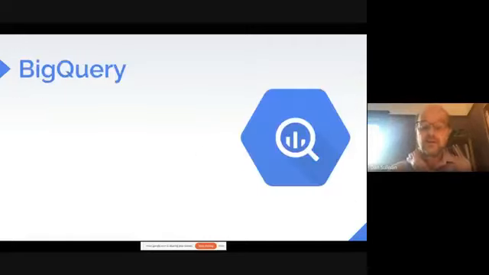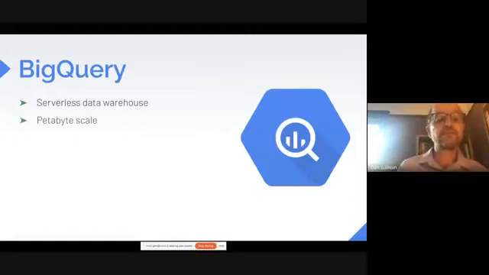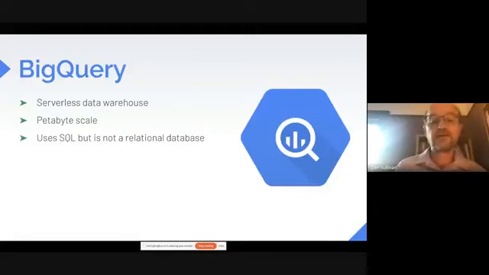Now, BigQuery is different in the sense that it's a serverless data warehouse designed right from the beginning to be petabyte scale. So immediately, right out of the box, we can begin to understand why BigQuery had to be designed differently. BigQuery does use SQL, but it's not a relational database. It's an analytical database. That means it's really designed for analytic workloads that are read intensive and don't require transaction processing.